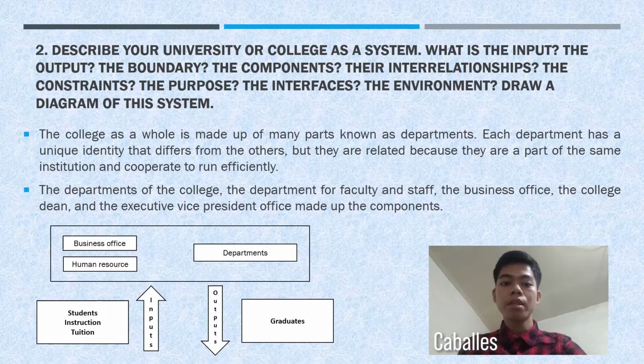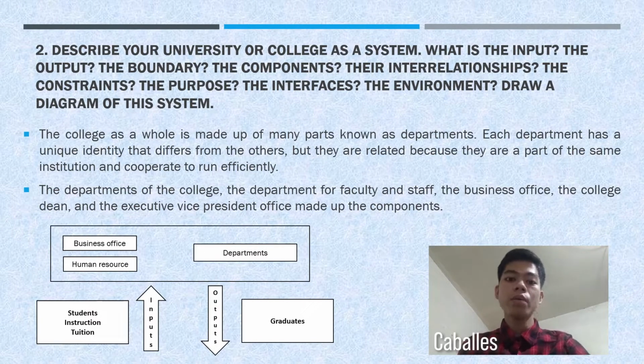I'm going to answer the number 2 question. Describe your university or college as a system. What is the input, the output, the boundary, the components and their interrelationship, the constraints, the purpose, the interface, the environment. Draw a diagram of this system.